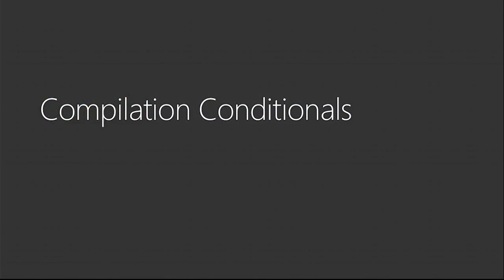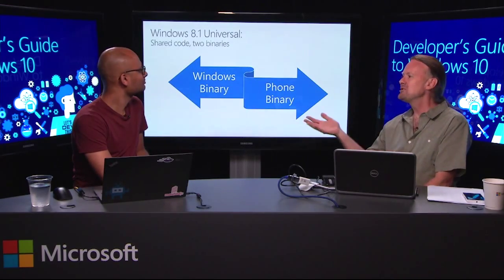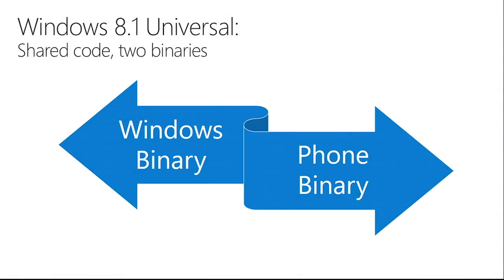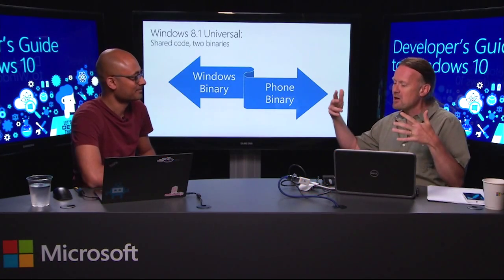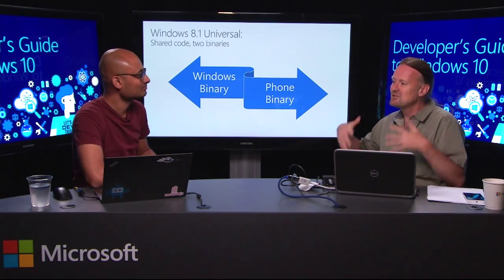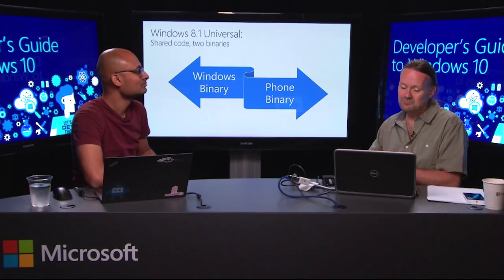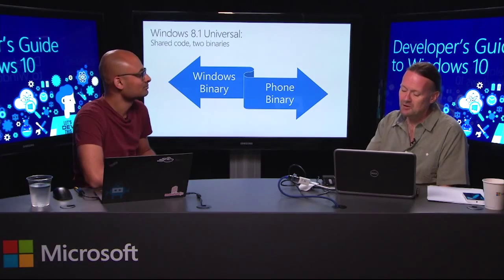First of all, let's talk about something related, but not conditional code. It's important to understand what we're talking about. If you look at a Windows 8.1 universal app, you tend to have a shared project where you have all the common code, and then a Windows desktop head and a Windows phone head. When you compile that, you end up with two binaries and two app packages. So you can share a high percentage of your code, but you end up with two binaries.